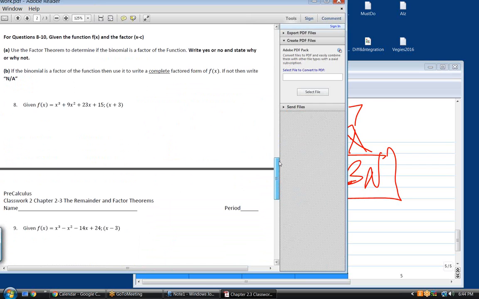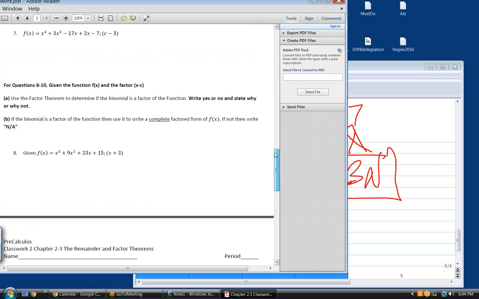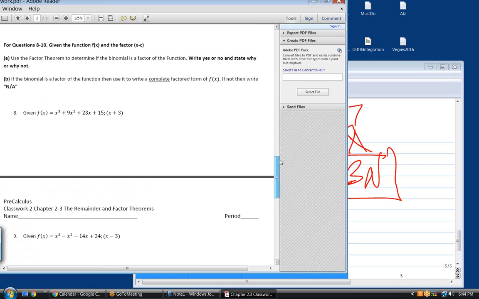Given the function f of x and the factor x minus c, use the factor theorem to determine if the binomial is a factor of the function. Write yes or no and state why or why not.